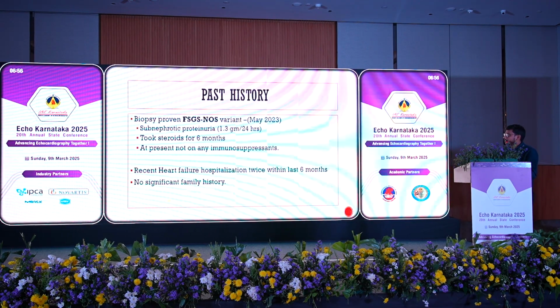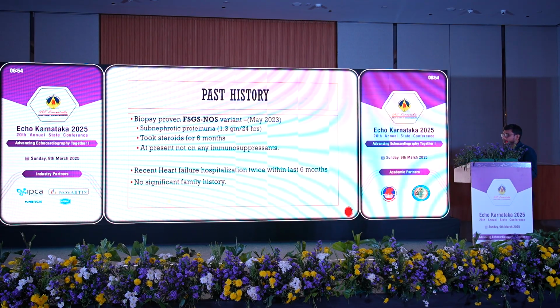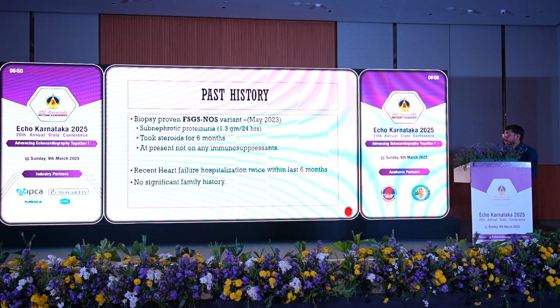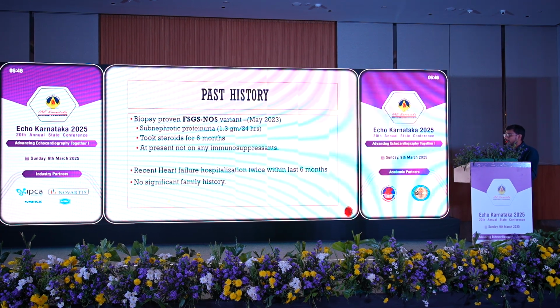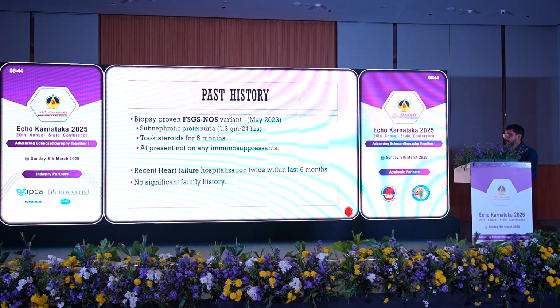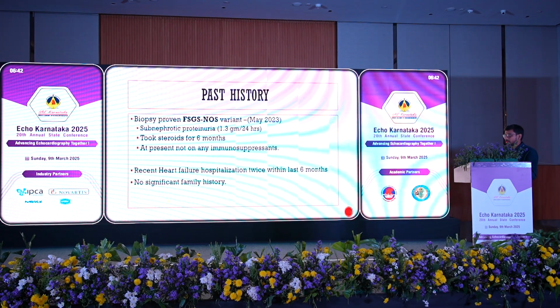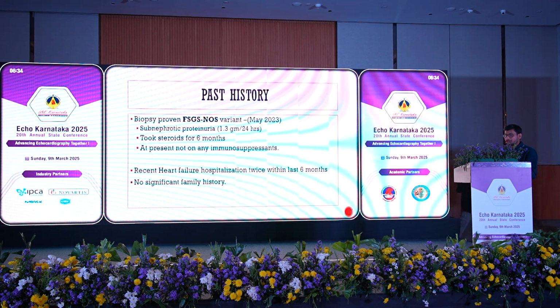So the past history was that the patient is a known case of biopsy-proven FSGS NOS variant in May 2023 with a subnephrotic proteinuria of 1.3 grams per 24 hours, for which she has taken some steroids for 6 months, but at present she is not on any immunosuppressants. And recent heart failure hospitalization was twice within the last 6 months, and there was no significant family history.